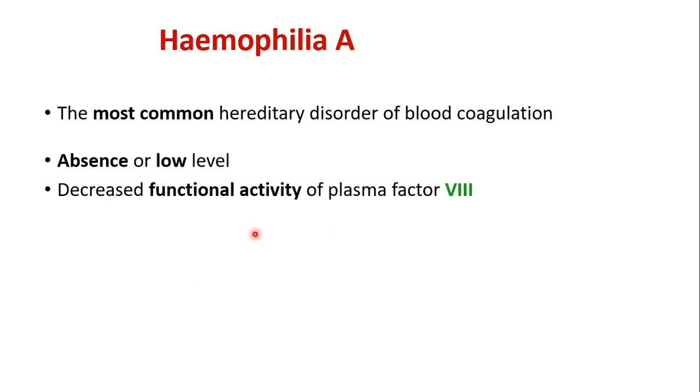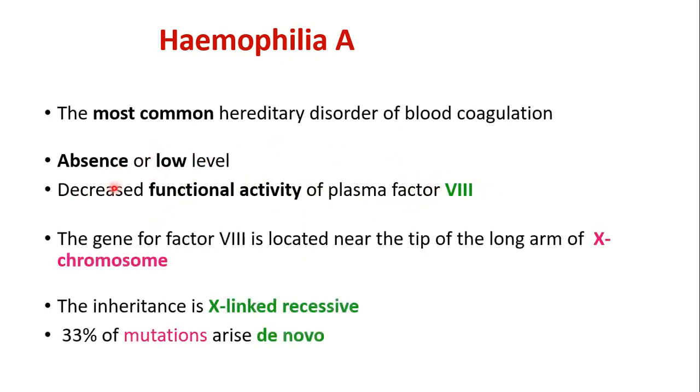What we are interested in knowing about is hemophilia A. Many of you already know about it. It is the most common hereditary disorder of blood coagulation. It is due to absence or low level of factor 8, a decreased functional activity of plasma factor 8. The gene for factor 8 is located on chromosome X. That means it's an X-linked recessive disorder. 33% of mutations happen de novo. We don't know why. De novo means somatic mutation also. It's not hereditary.